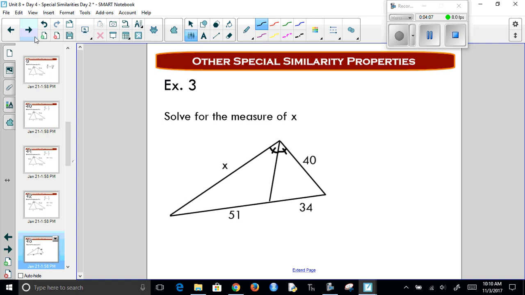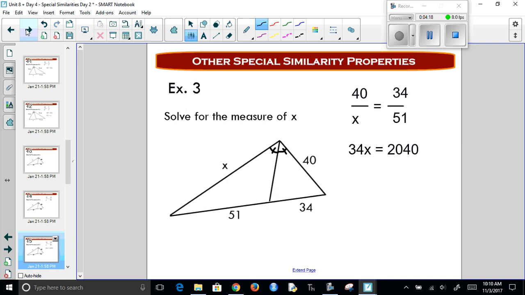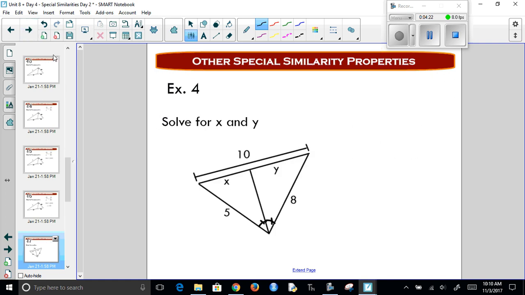Now if I have this one, x over 51 equals 40 over 34, or we could do 40 over x equals 34 over 51. Both ways are acceptable. Divide and you get x equals 60. This one gets a little tricky.